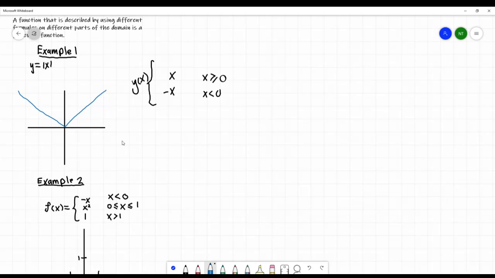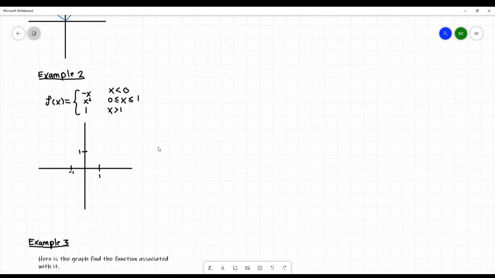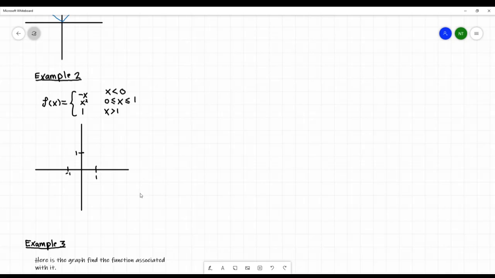Now let's go to another example of a piecewise function. Here we have a function that's already described to us in different segments of the domain. When x is less than 0, it's described by the function minus x. When x is between 0 and 1, it's described by the parabola x squared. And when x is greater than 1, it is described by y equal to 1.